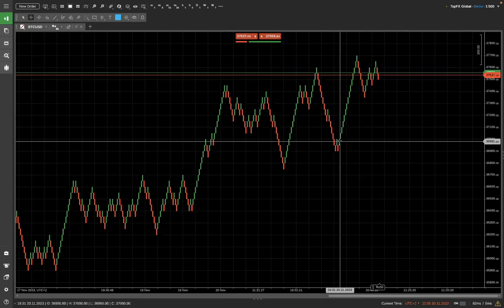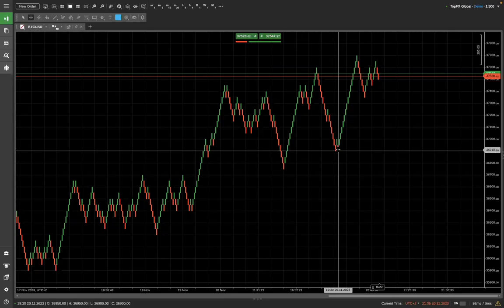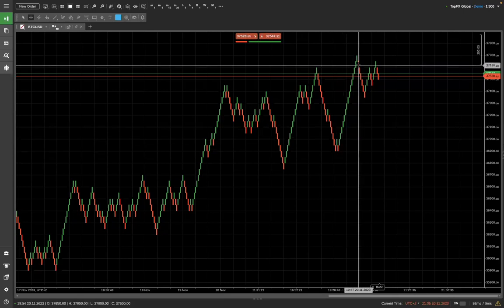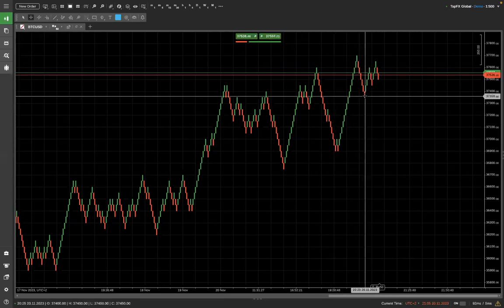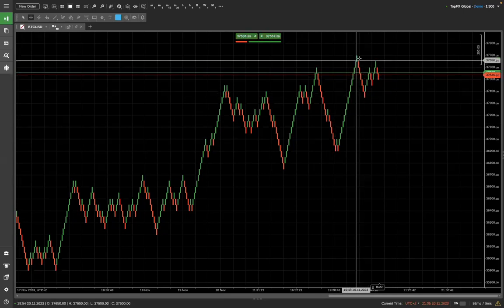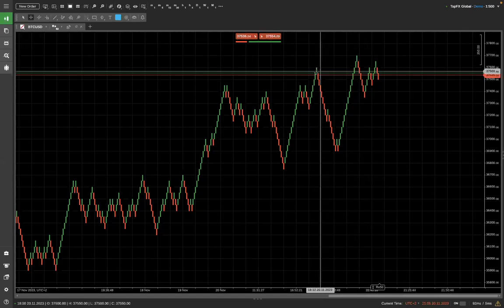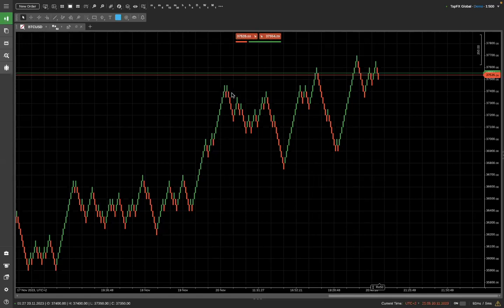You need to use correct settings for the Renko and for the tick chart. Nevertheless, the point is that the Renko chart shows you clear trends: uptrend, downtrend, uptrend, downtrend. And of course, it can show you reversal indications as well. For example, let me just switch to the cursor. You have the reversal pattern here. You have the reversal pattern here.